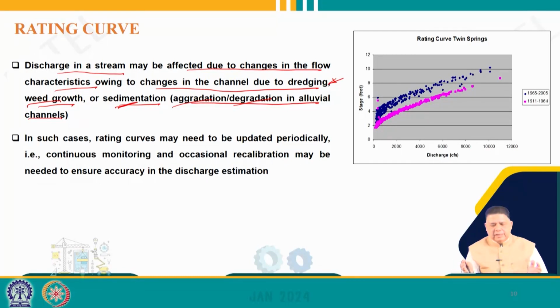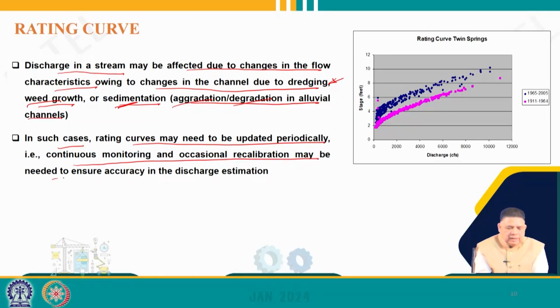So, there will be cross sectional changes, and if that happens, then obviously the rating curve which we have developed, that will be affected. And in such cases, rating curves may need to be updated periodically, that is continuous monitoring and occasional recalibration may be needed to ensure accuracy in the discharge relationship, because we are depending on that stage discharge relationship for converting the stage into discharge. So, obviously, that stage discharge relationship has to remain true for a given period of time where we want to use. For example, here for a particular rating curve in Twin Springs, these two phases stage discharge relationship is shown.